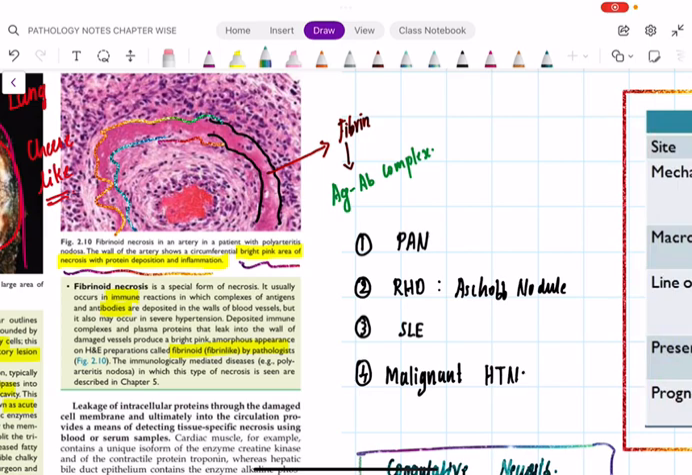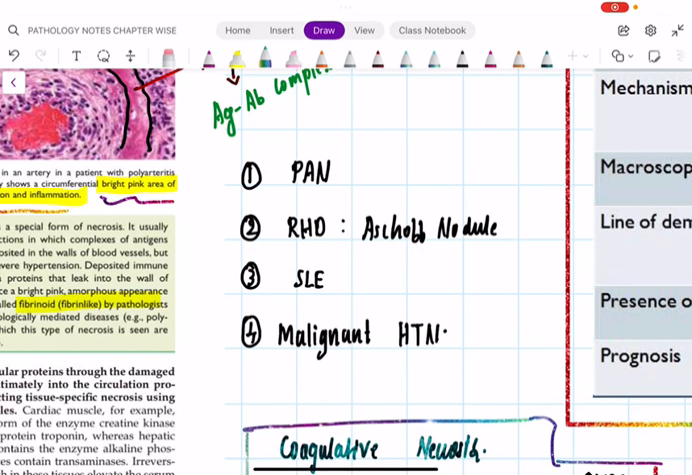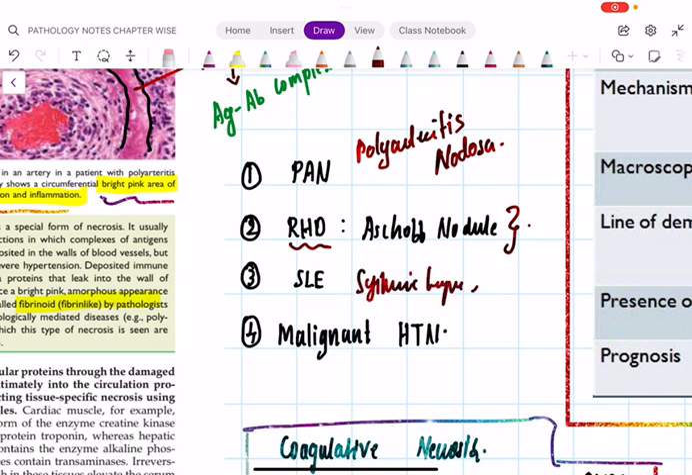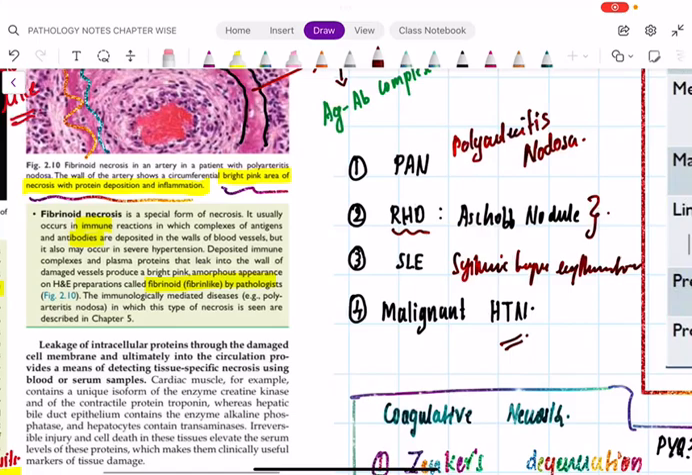What are the diseases you will see? You just have to mug up as of now, because we will see each of these diseases later. Number one is PAN, which stands for polyarteritis nodosa. It is a disease of the blood vessel. Number two, rheumatic heart disease. We have something called Aschoff nodule, we will see later. SLE, systemic lupus erythematosus. And malignant hypertension. Remember PAN, RHD, SLE, all these are diseases which involve the blood vessel. That is why, when fibrin is deposited in the blood vessel wall, we call it fibrinoid necrosis.